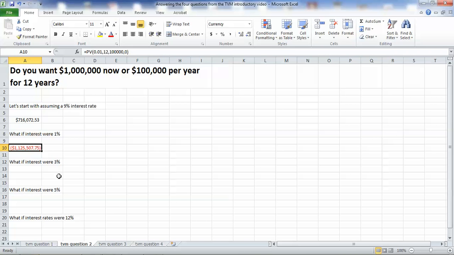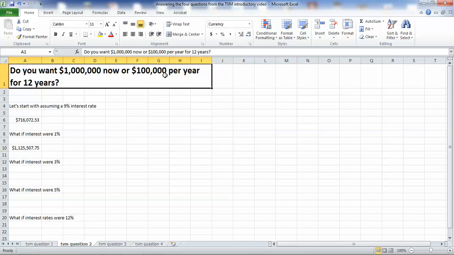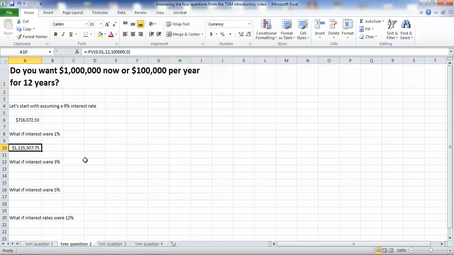There. See how it came out as a negative number? I just think that looks confusing. So I always put a negative in front of my PV. There you go. So if our interest rate were only 1%, then we would want to take the $100,000 per year because it is worth $1,125,000. So the present value of $100,000 per year for 12 years, that's what this formula is asking, is $1,125,000 if the interest rate is 1%.